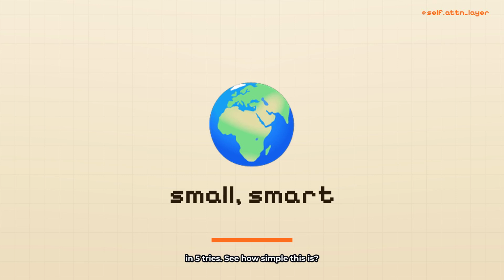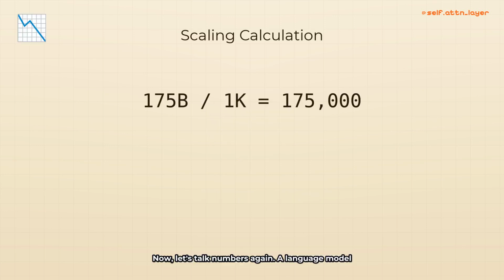See how simple this is. The robot doesn't need to know millions of words. It just needs to know the rules of its tiny grid. That's the power of grounded simulation. Small, smart, and predictable. Now, let's talk numbers again.